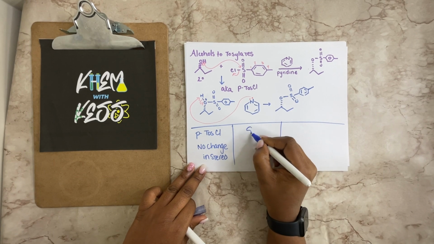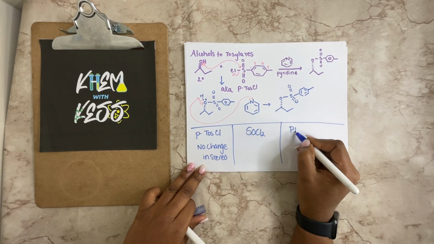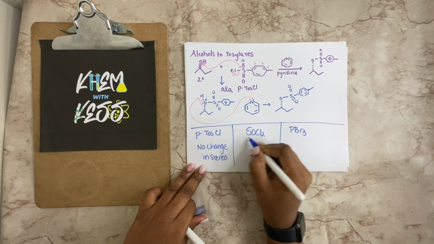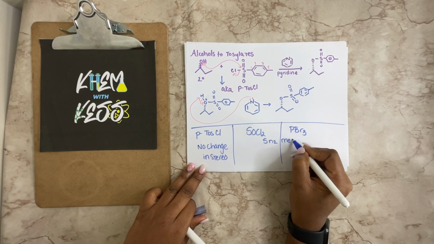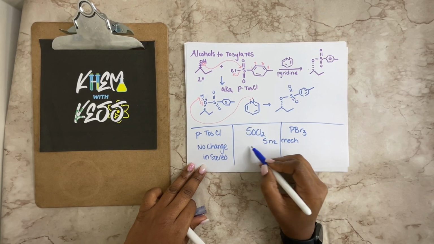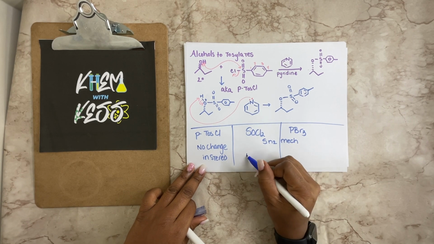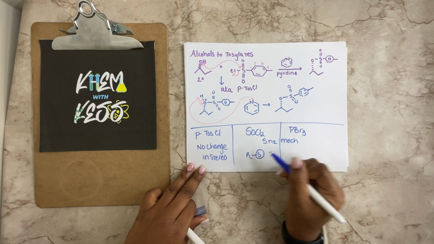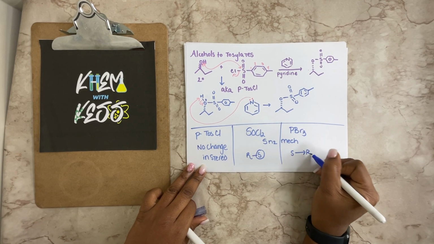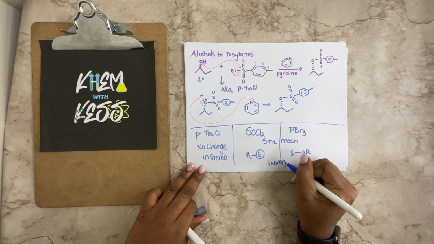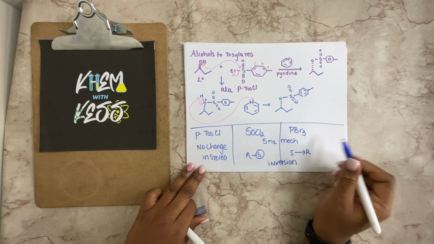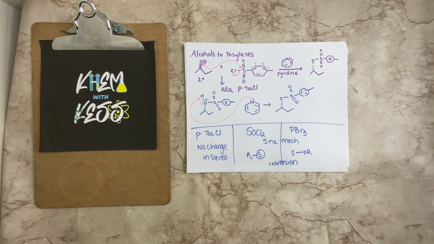But the second we use the SOCl2 or the PBr3, both of these will go through an SN2 mechanism on both sides, which will cause whatever you started your structure with. So if you started with R, it would end as an S. If it started with an S, it would end as an R. So these will always cause inversion of stereochemistry. So now when we do the problem, hopefully breaking it down into this chart also helps. So let's go over this.